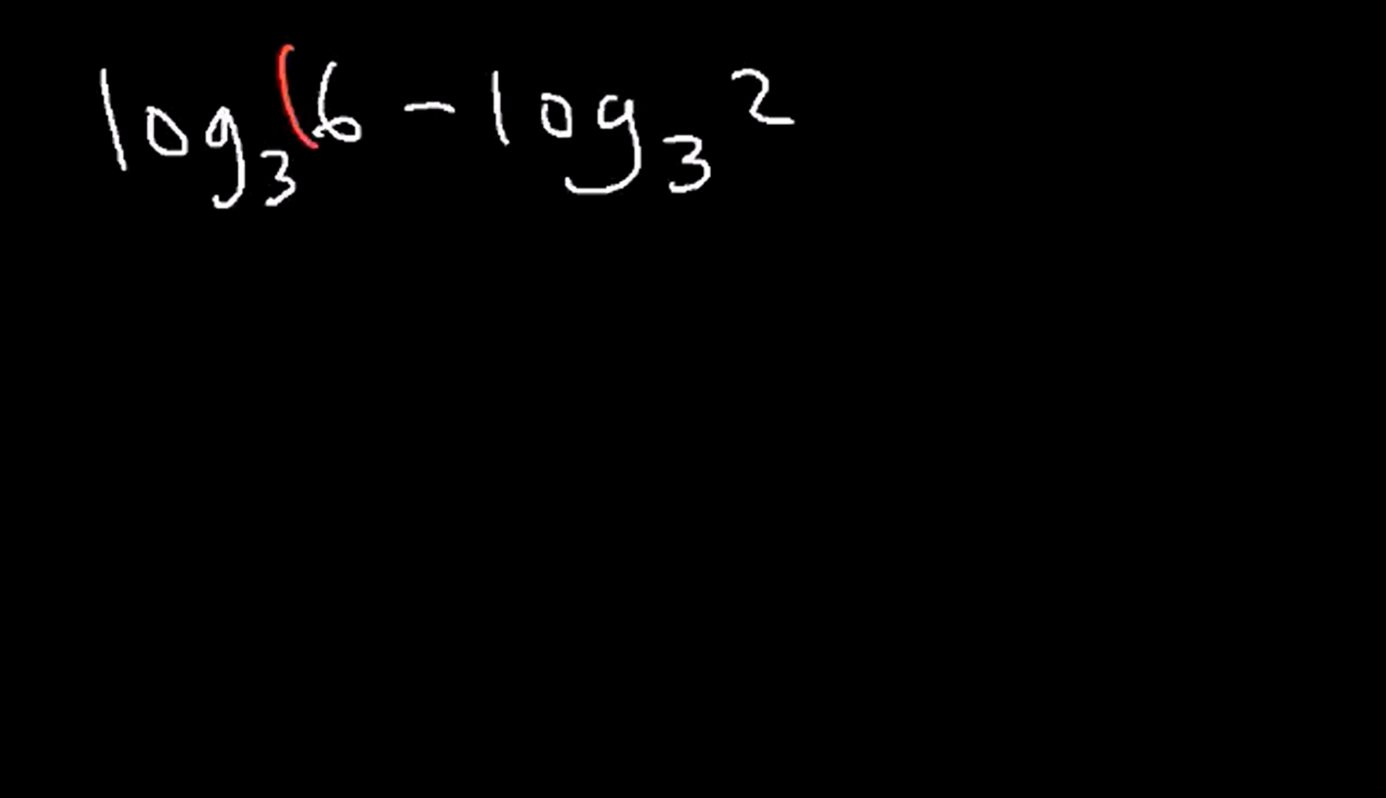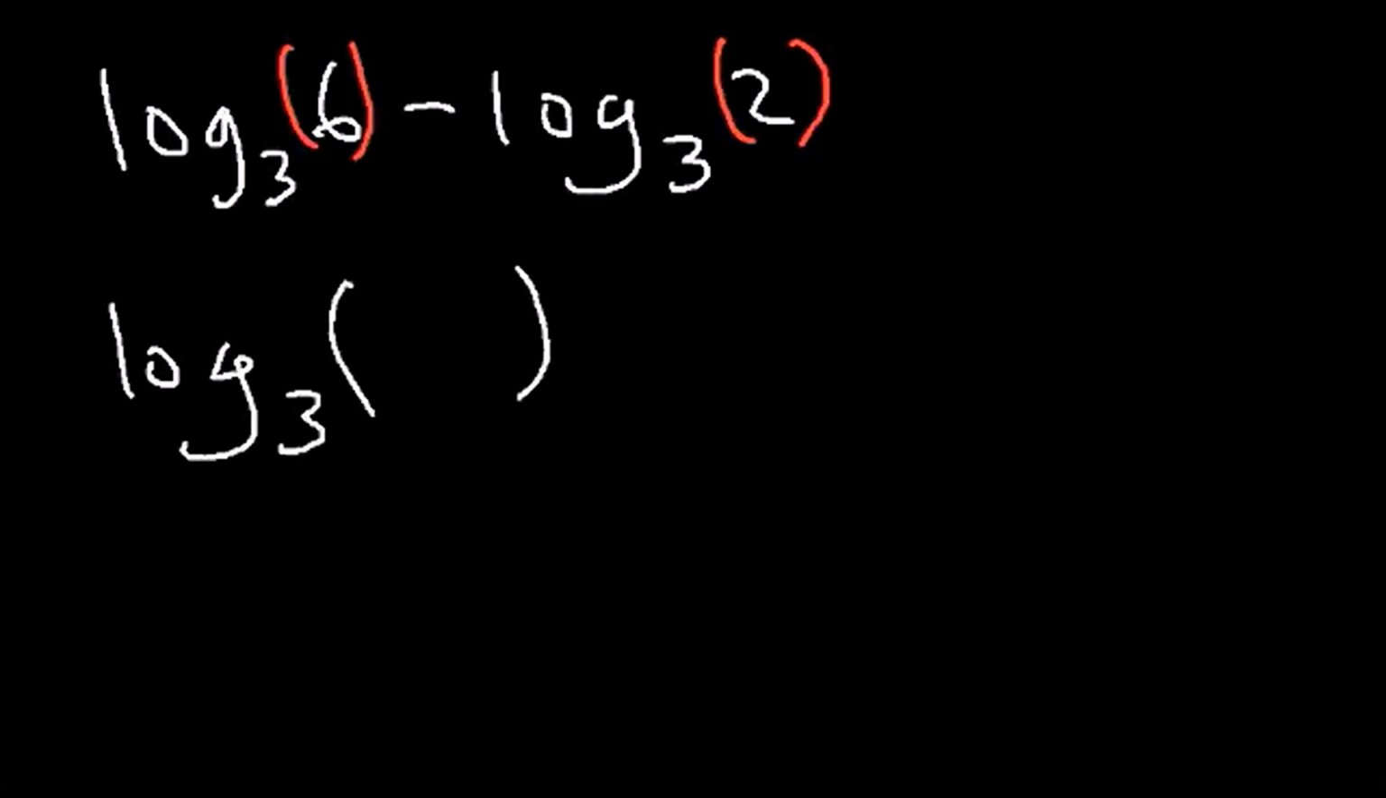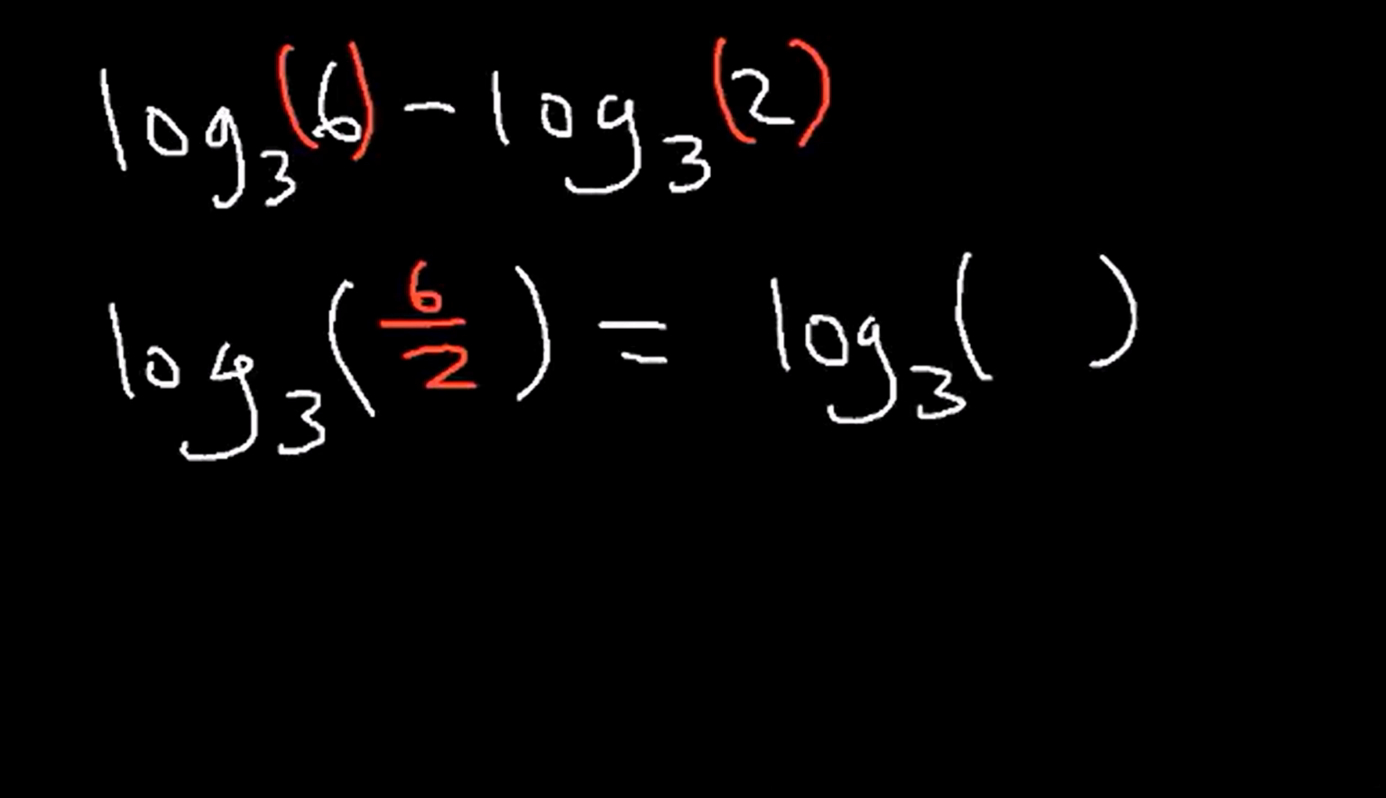Simplify the following log expression. How would you simplify it? What's log base 3 of 6 minus log base 3 of 2? Whenever you wish to subtract two logs, you can combine them into a single log by means of division. So it's equivalent to log base 3, 6 divided by 2. 6 divided by 2 is 3.